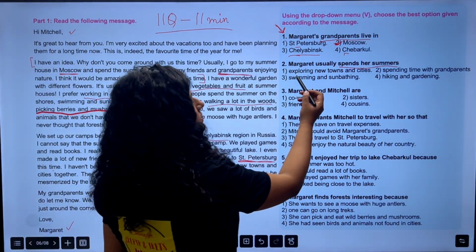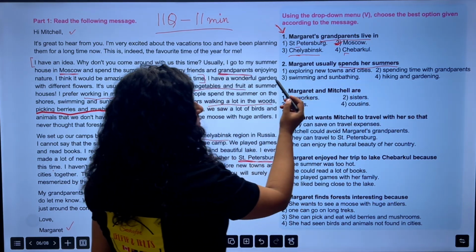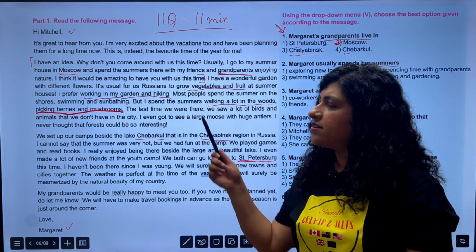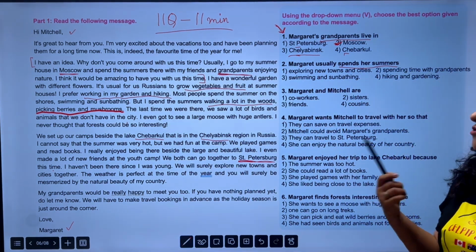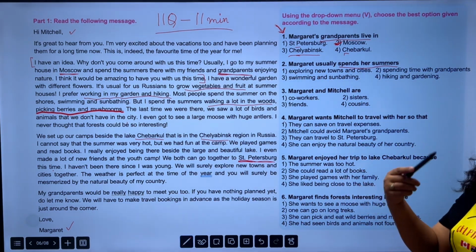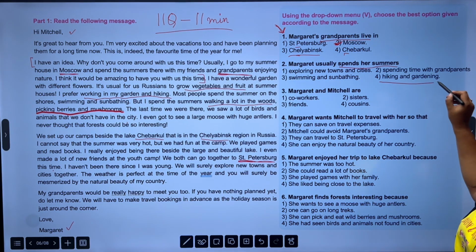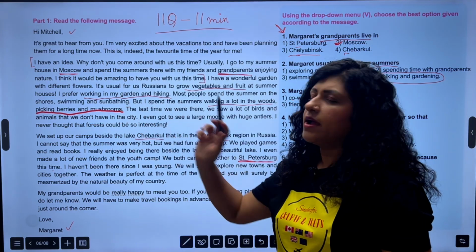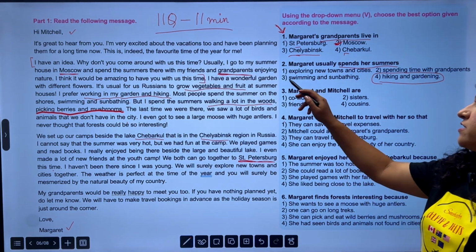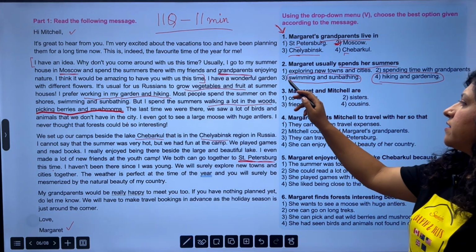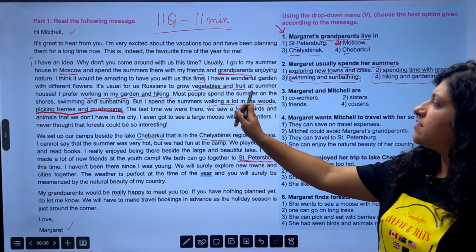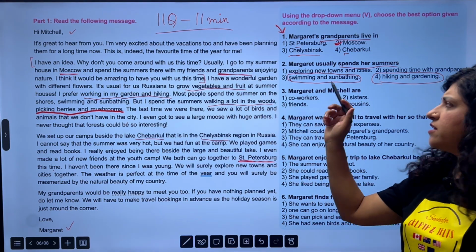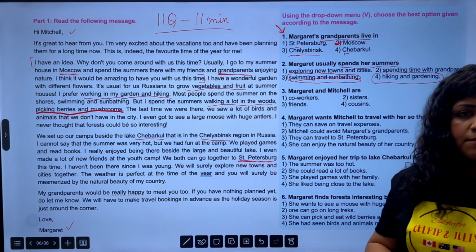So options are exploring new towns and cities, spending time with grandparents, swimming and sunbathing, hiking and gardening. So what's that one thing that she does in her summers usually? So that would be hiking and gardening. It's clearly mentioned gardening, hiking. She does not like swimming and sunbathing. Here she was saying most people spend summer on shore swimming and sunbathing, but I spend summer walking a lot in the woods. She doesn't like this idea of swimming and sunbathing.